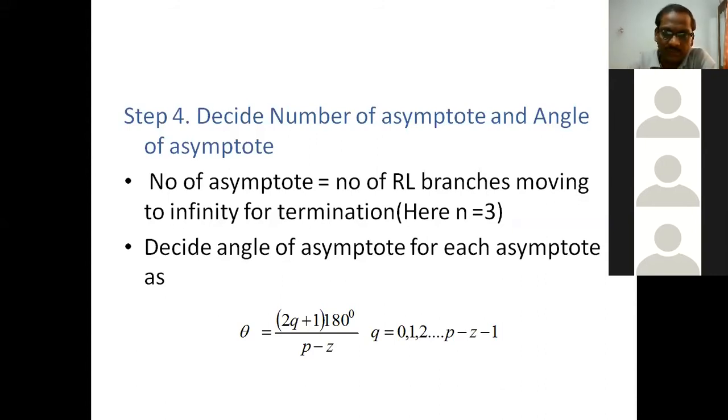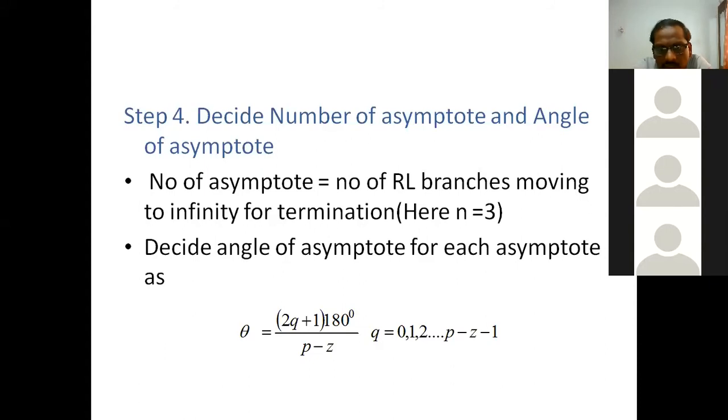So there are 3 cases for this. If the number of poles is greater than the number of zeros, in that case p minus z branches will approach infinity in search of zeros, and z number of branches will approach the available zeros for termination. Now for this given transfer function, we have only 3 open loop poles and no zero. P is equal to 3, z is equal to 0. So how many branches will approach infinity? P minus z, that means 3 minus 0, that is 3. All 3 root locus branches will move towards infinity.